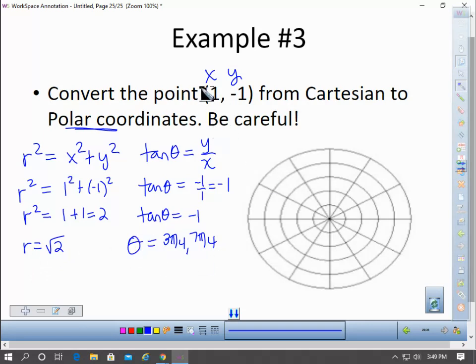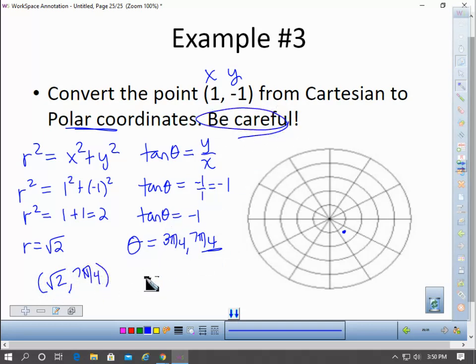All right, so think about this. Where are you if you're at 1, negative 1? I'm about here. I've gone over 1 unit, and I'm down 1 unit, matching down here with the bottom of this circle. So I'm right here. Where am I? I'm at 7 pi over 4. And I've come out more than 1. I'm past the first circle, which is square root of 2. So I'm out 1.4. So I can put square root of 2 with the 7 pi over 4. And that's why it says be careful.